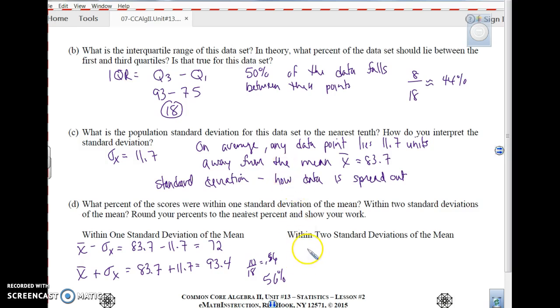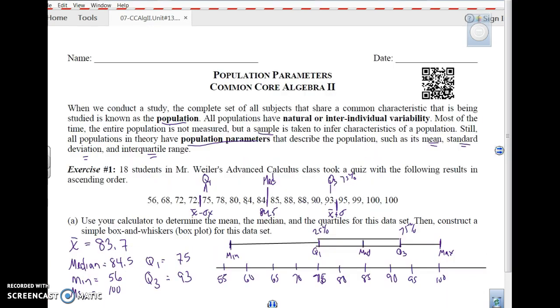All right, now within 2 standard deviations, if I do the mean minus 2 standard deviations and the mean plus 2 standard deviations. So the mean was 83.7 minus 2 times 11.7. That works out to be 60.3. And the mean 83.7 plus 2 times 11.7, that ends up at 107.1. So between those two values, how many fall between 2 standard deviations?